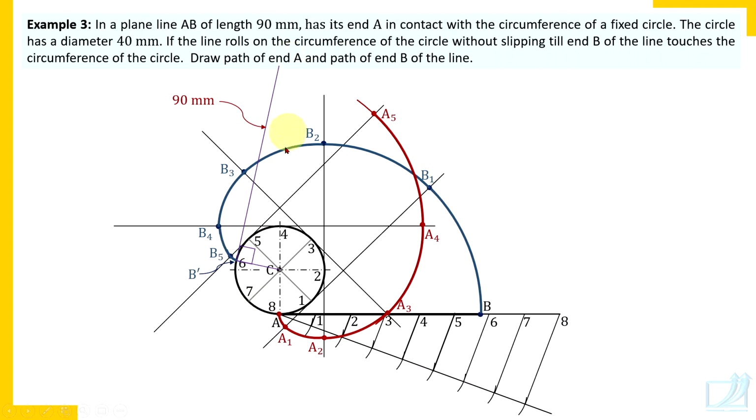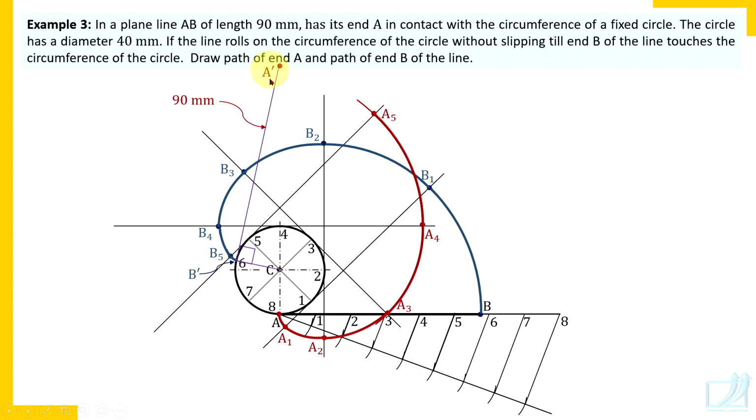Or if you know how to draw a tangent, you can use the axis of symmetry of the protractor: you keep it on this line and the straight edge of the protractor will give you this tangent. So draw this tangent. Here it is, point B now in contact with the circle. Take the entire length of the line, which is given as 90 millimeter, in the compass, and from point B dash, here you mark A dash.